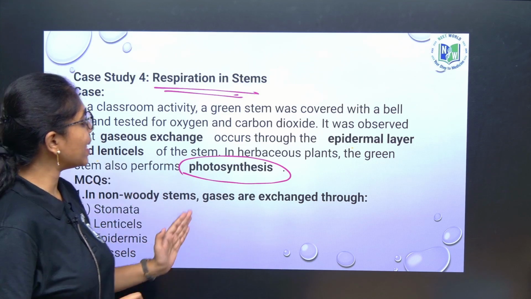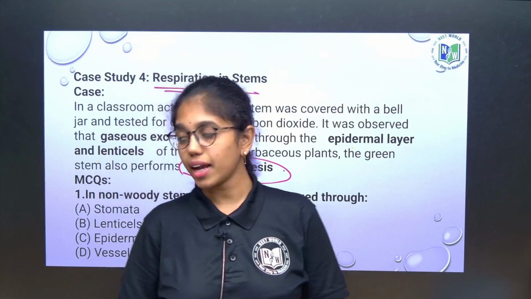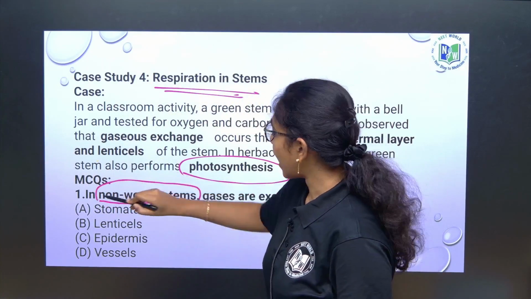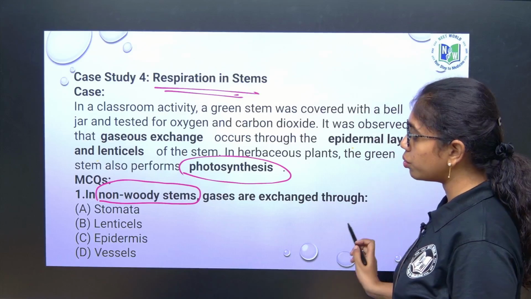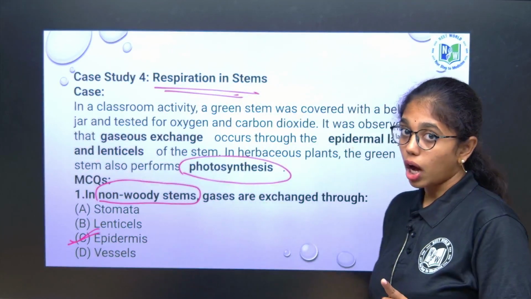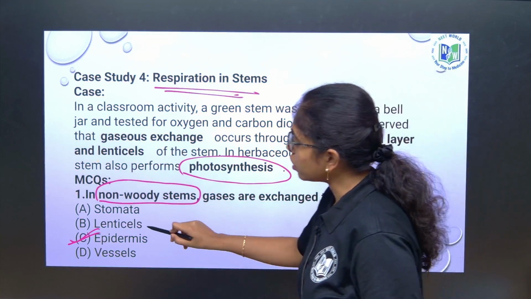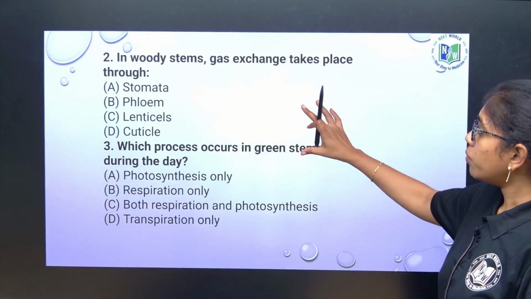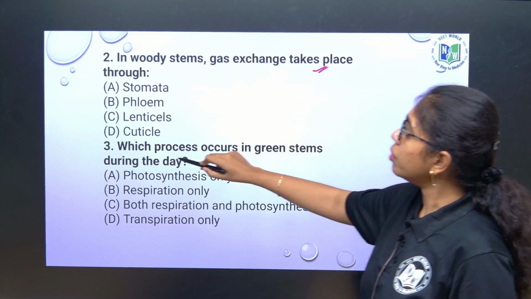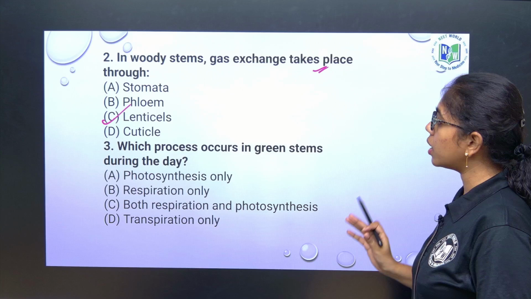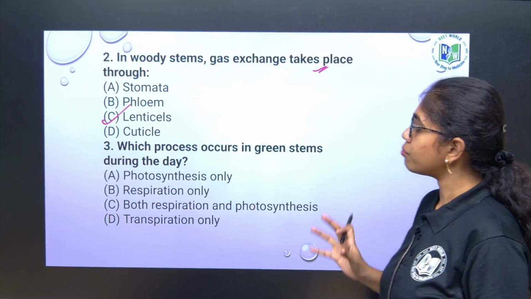In non-woody stems, gases are exchanged through what? Gases are exchanged through the epidermis only, because lenticels are present only in the woody stems, right beta? In woody stems, gaseous exchange is through lenticels. This is direct again.